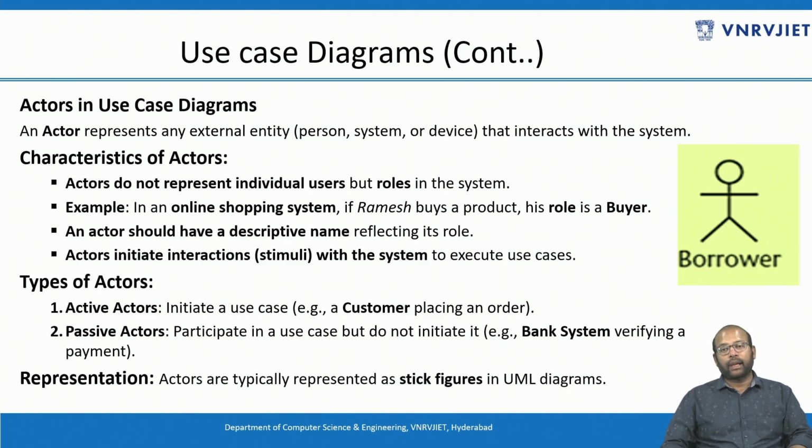There are two types of actors: one is the active actor, and the second is the passive actor. Active actors are those that initiate a use case, like a customer placing an order, so you represent it as an active actor. With passive actors, the use case participating in the interaction is not reflected on the screen, but is done in the back end. For example, in a banking system, verifying a payment is done in the background. So they are passive actors.